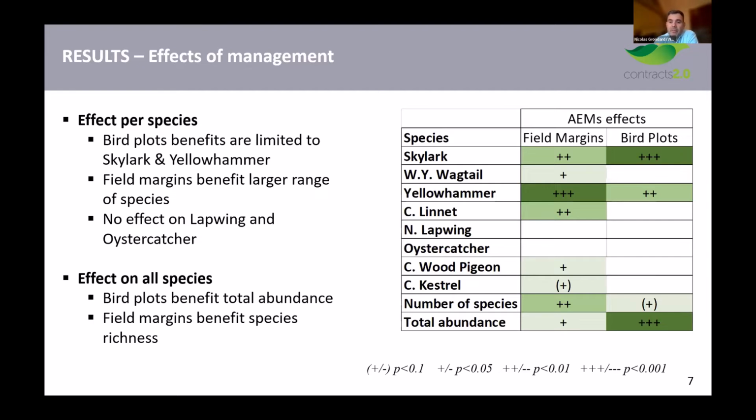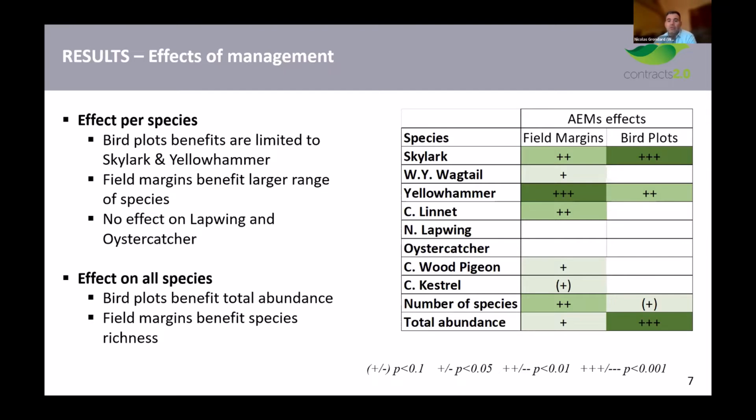Regarding the field margins, they benefit a larger range of species, with significant positive effects for all except the two wader species. The effects of field margins are especially strong for the skylark, the yellowhammer, and the linnet. And overall, field margins have a significant positive effect on the number of species and total abundance.